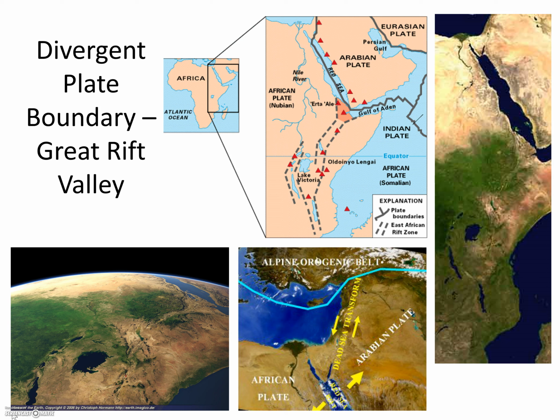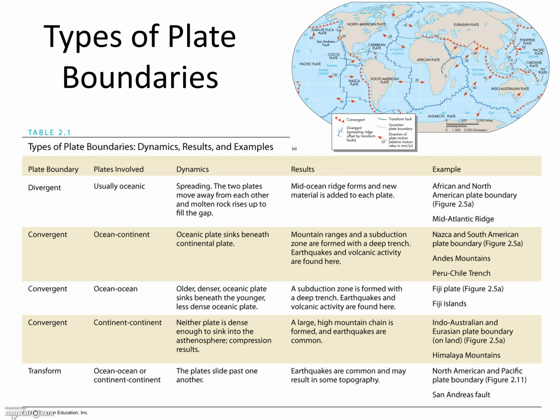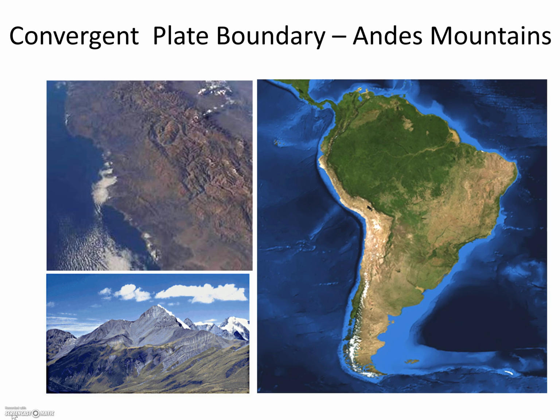Where the plates separate, it is usually a low-lying area, so often water collects right where the plates are separating. Next is convergent plate boundary, continent-ocean. The Andes Mountains. The trench is just off the coast of Chile, where the oceanic plate subducts under the continental plate. The continental plate is affected and crumples up to make some beautiful mountains.